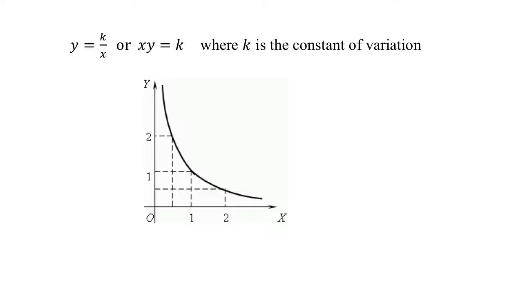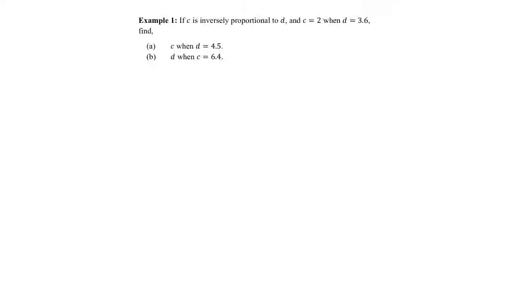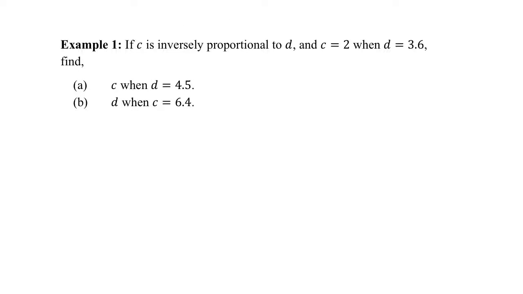Again, k is still the constant of variation. All right, so let's get into some problems with this. So let's take a look first at number 1. If c is inversely proportional to d, and we're given a certain condition, well, then find certain things.